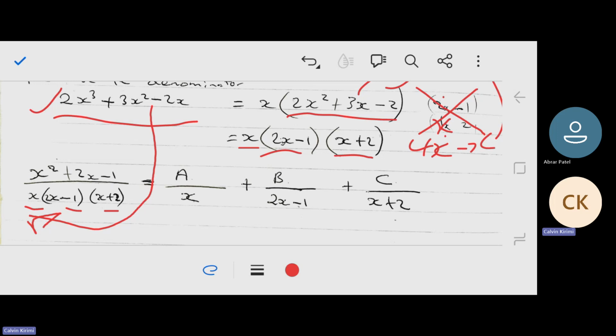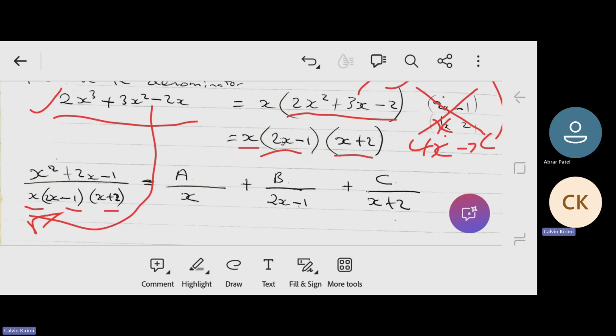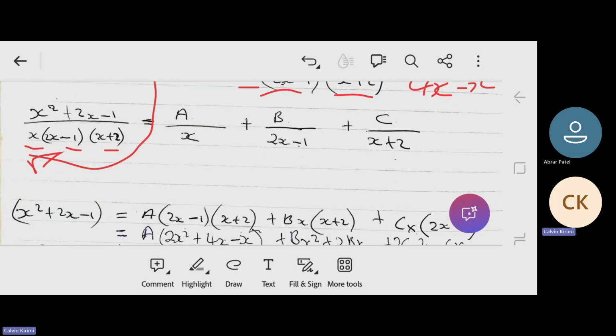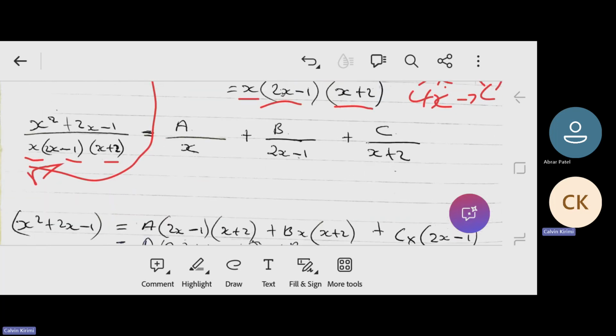we introduce what we call the constants a, b, and c. We want to know what the values of a, b, and c are going to be. So now we look for the values of a, b, and c. In other words, let's solve for the constants, which we want there. We want to solve for a, b, and c.